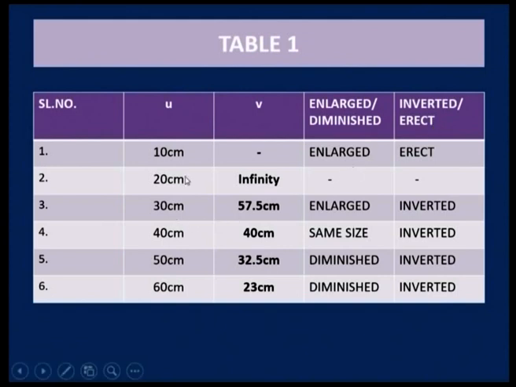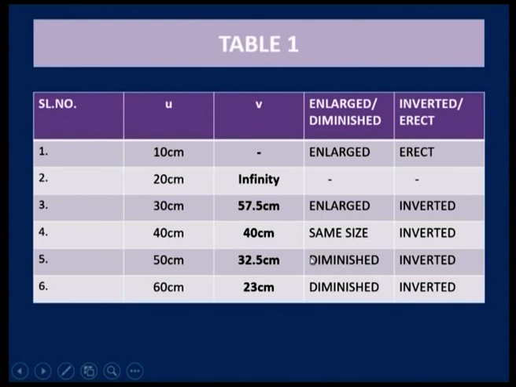Okay children, so for 10 centimeters we could not find the image distance as the image was formed in the mirror itself. It was enlarged and erect. At 20 centimeters the image forms at infinity. At 30 centimeters the image formed at 57.5 centimeters. It was enlarged and inverted. At 40 centimeters we saw the image formed at 40 centimeters only, and it is the same size and inverted. Similarly, at 50 centimeters the image formed at 32.5 centimeters and it was diminished and inverted. At 60 centimeters the image formed at 23 centimeters and it is diminished and inverted.